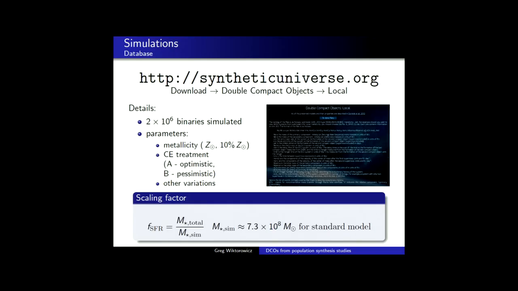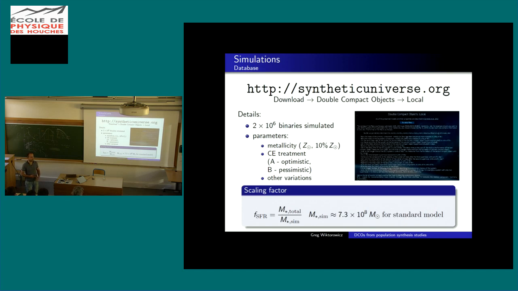But now, where is our data available? There is another project which is just for storing data. You may take a look at this page because soon we will download data from them to put our hands on it. It's called Synthetic Universe, and to get to the data we will be looking at today, we need to click on Download, Double Compact Objects, and later Local, and we should get something similar to this one here.